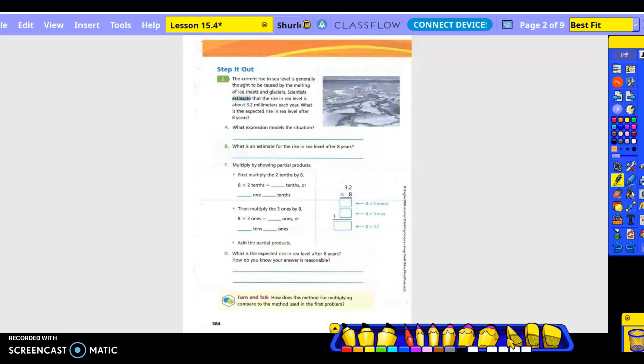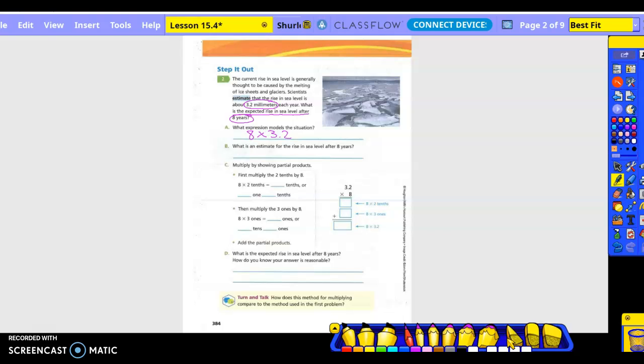Stepping out, number 2, the current rise in sea level is generally thought to be caused by the melting of ice sheets and glaciers. Scientists estimate that the rise in sea level is about 3 2/10 millimeters each year. What is the expected rise in the sea level after 8 years? So we have the 3 2/10 millimeters, 8 years, and then they want to know what the expected rise is after that 8 years. So write an expression that models the situation. So what is our expression? Okay, 8 times 3.2.